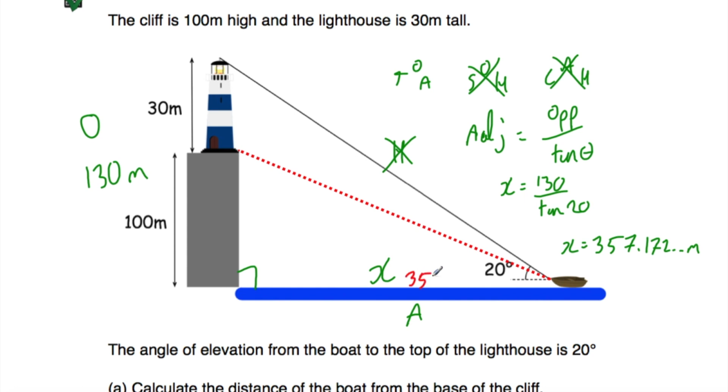That's 357.172 and so on meters. And we want to find the size of this angle. And we also know the height of the cliff. The cliff is 100 meters tall. So if we look at this right angle triangle now, there's the right angle. We've got the height of the cliff is 100 meters. We've got the distance from the boat to the bottom of the cliff being 357.172 and so on meters. So we can then hopefully find the size of this angle.